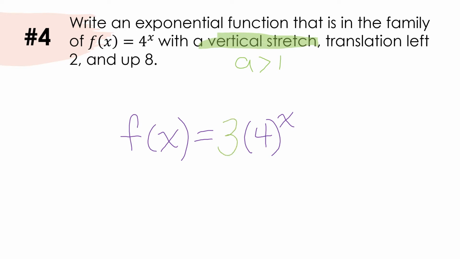All right, then we have a translation left 2. So when it goes left and right, that's up in the exponent next to x, and it should be the opposite of what it appears. So when you think left 2, you probably think -2, and that is the h value, but it's going to be the opposite, so it'll be +2. X plus 2 up in the exponent.